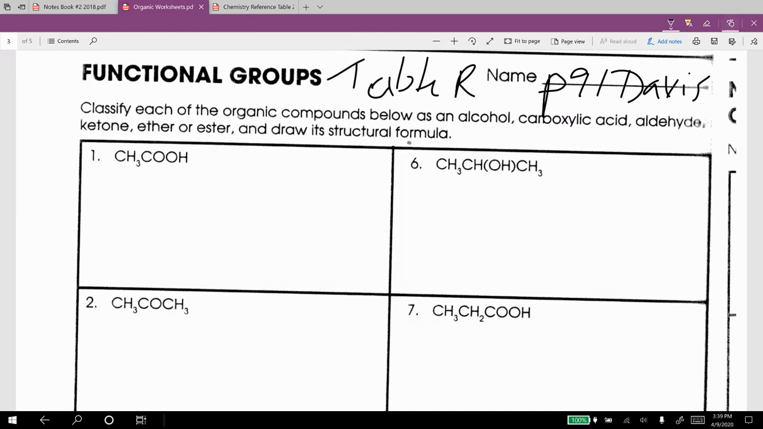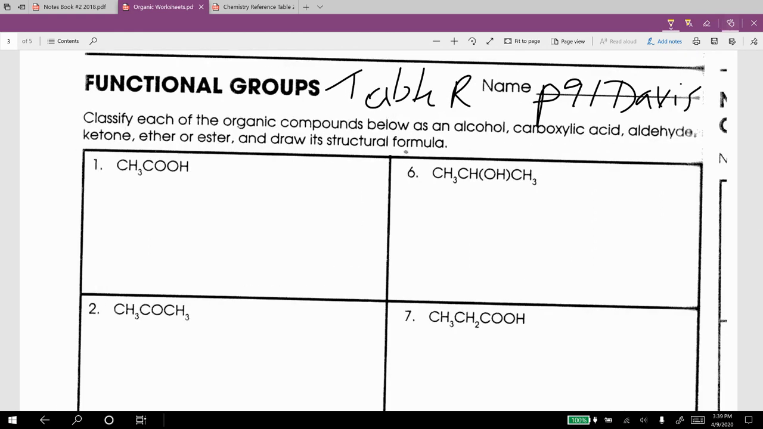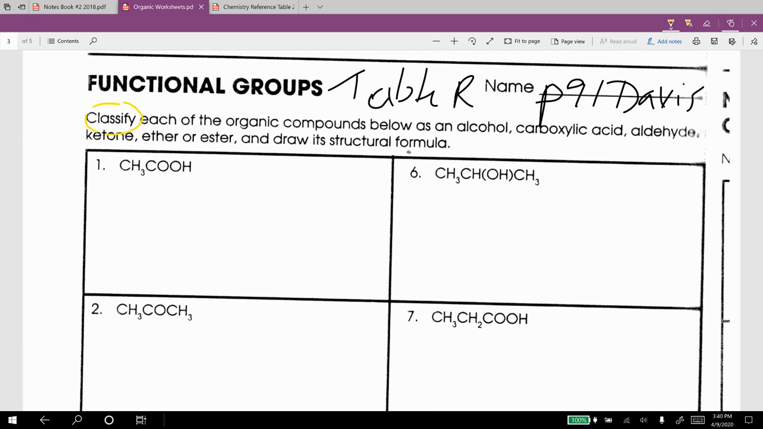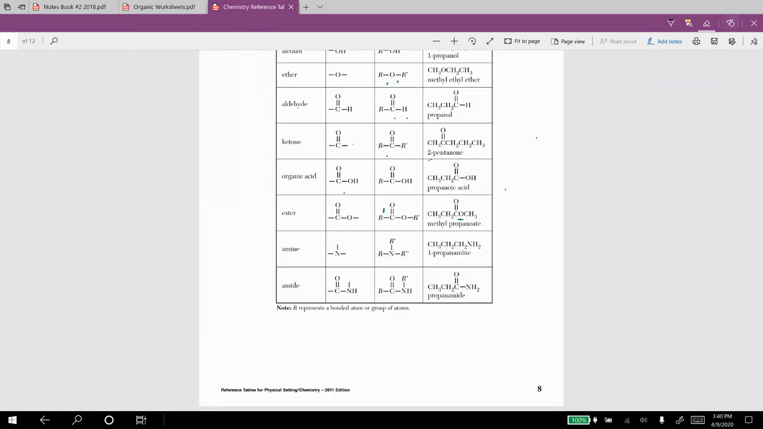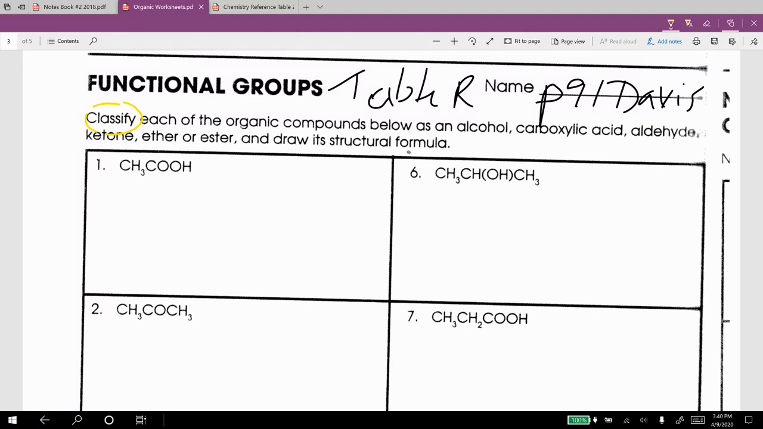And hopefully better handwriting. Okay. So what we're going to be doing is taking these condensed formulas and drawing their structures. We're going to have to do a couple of things. So first, let's read our directions. We're going to classify each of the organic compounds using Table R. Table R of our reference tables says class, class of compound. That means we are going to classify using Table R, and then draw the structural formula. So first we're going to classify, then we're going to draw.